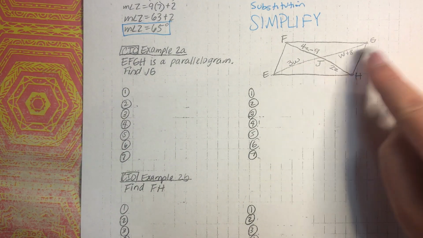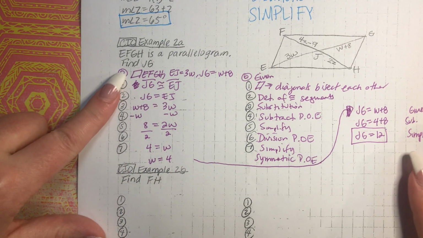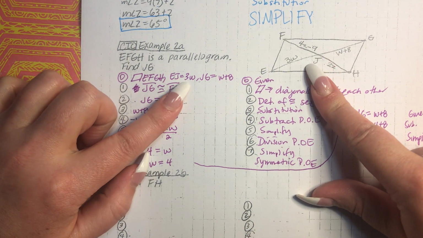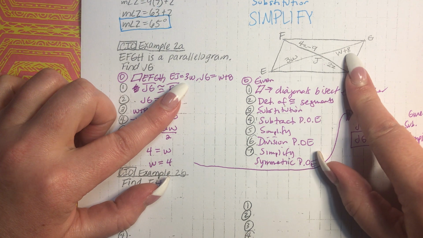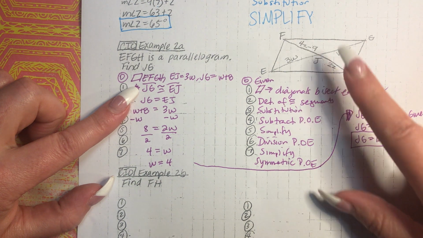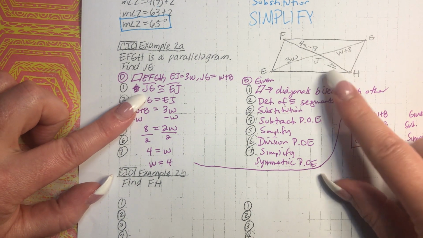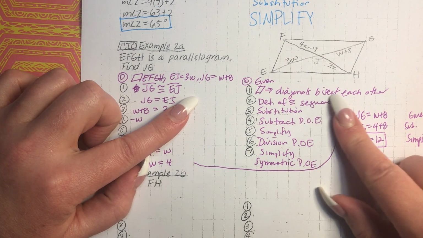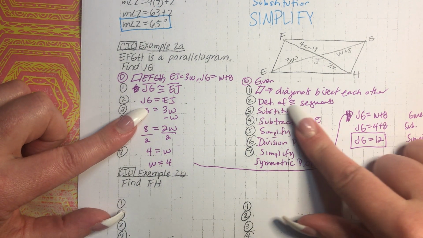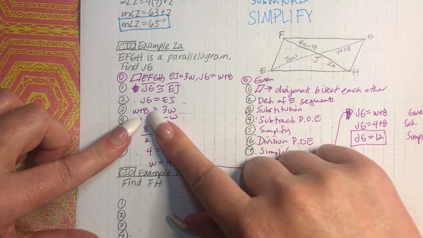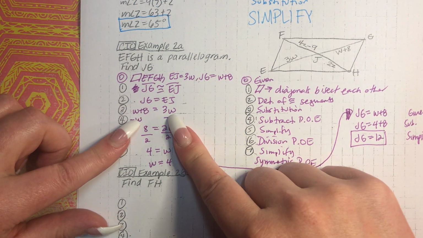Okay, let's go ahead and get started. So the first thing you have to say is that you're dealing with a parallelogram, right? And then the other given information is EJ is equal to 3W and JG is equal to W plus 8. Then what do we know? We know that if it's a parallelogram, the diagonals bisect each other, which means this is equal to this. These are congruent. So I'm going to say that JG is congruent to EJ, right? If it's a parallelogram, the diagonals bisect each other. We're going to change the format, definition of congruent segments, and then we're going to substitute in. So we know that JG is equal to W plus 8 and EJ is equal to 3W.